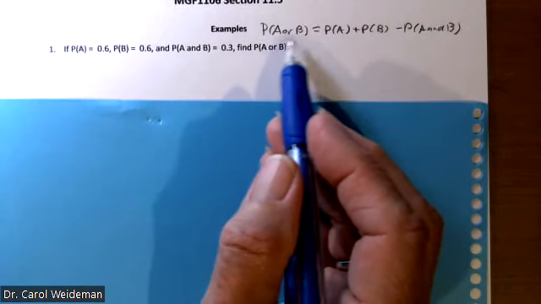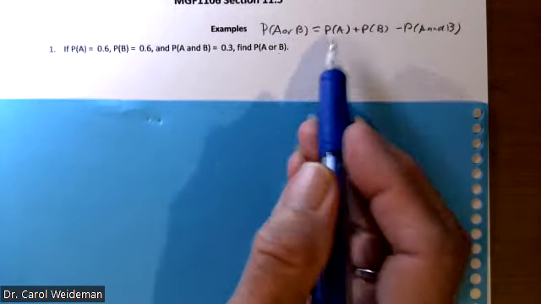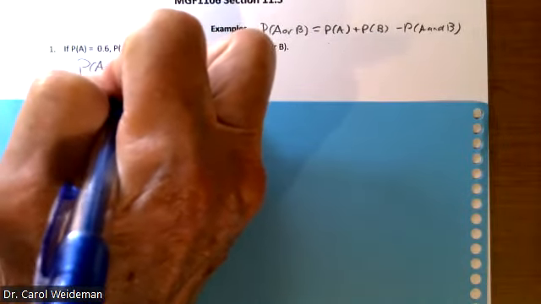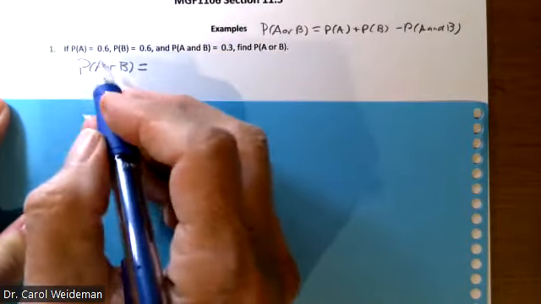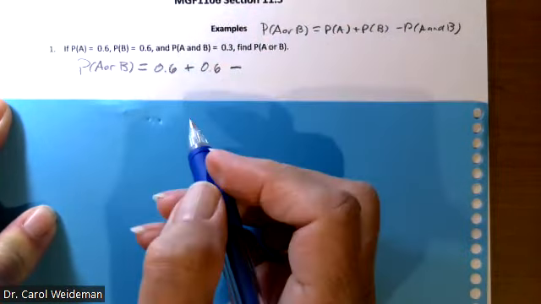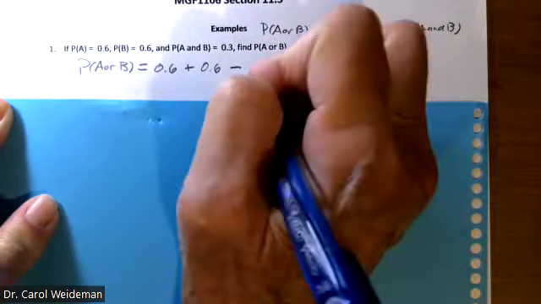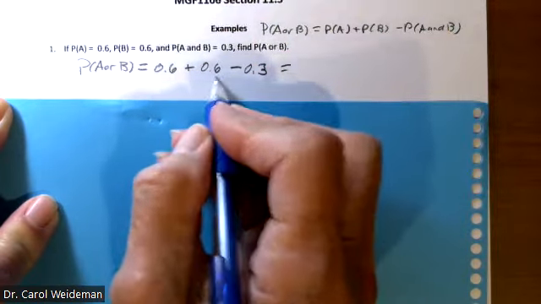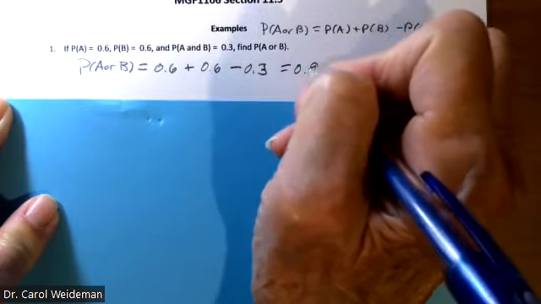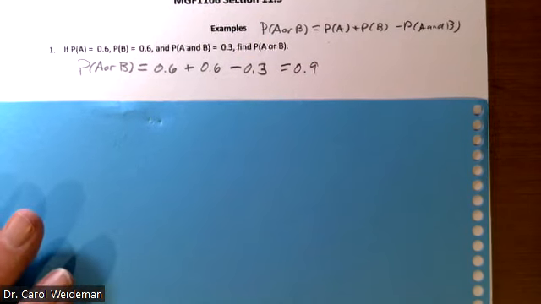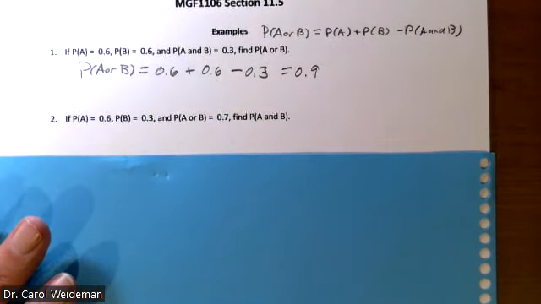Here we want to find the left-hand side, the probability of A or B, and they've given me all the other probabilities. So the probability of A or B is equal to the probability of A, which was given as 0.6, plus the probability of B, which is also given as 0.6, minus the probability that both occur. Then we can simplify that: 0.6 plus 0.6 minus 0.3 gives me 0.9. So in this case, the probability of event A or B occurring is 0.9.